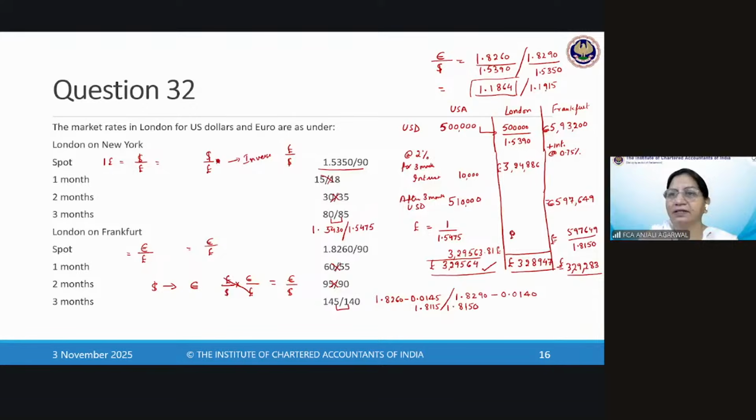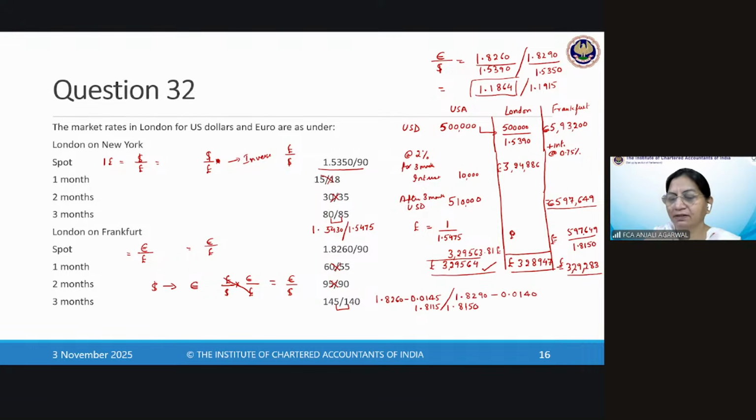After having calculated these rates, we need to sell the 500,000. So bid rate is applicable, which makes it, if $1 will give us 1.1864 euros. So 500,000 would give us 593,200 euros. But they'll get an interest of only 0.75%. So after interest, you end up getting 597,649 euros after 3 months.